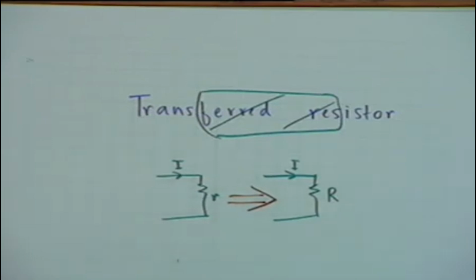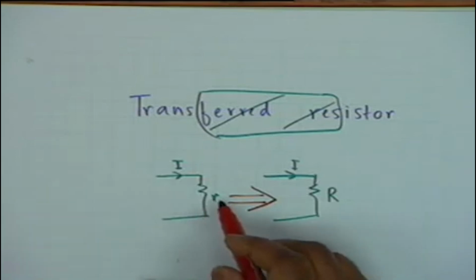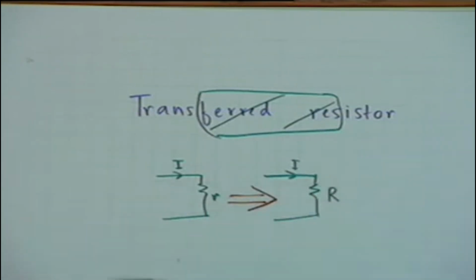Output, that means it is basically at least a two-port. It is not a one-port. A transistor is basically a two-port device in which the same current is allowed to pass through a small resistance at the input and a large resistance at the output. And this is why we call it transferred resistor. That is, from a small resistance it is transferred to a large resistance.